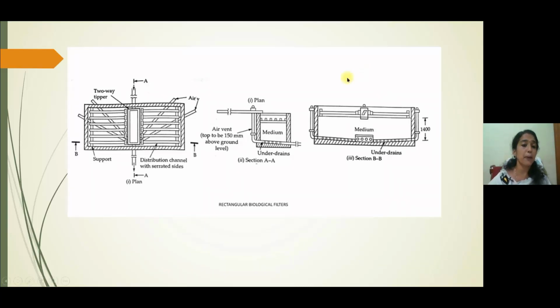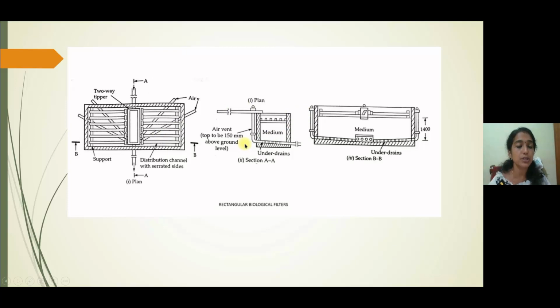The first figure shows the plan of a biological filter. You can see the outer tank, and here the influent comes in at the center part and will be distributed. You can see the air vent pipes, and the distribution channels are given for the even distribution of effluent onto the filter media.